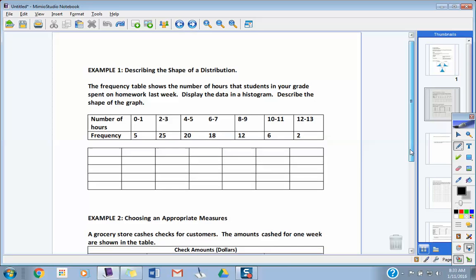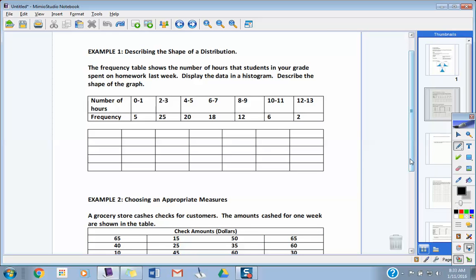Okay, so a number of hours that students spent on homework last week. All right. How many people spent between 0 and 1 hour? 5. How about between 2 and 3 hours? 25. Okay. Our job is to make a histogram of this. So what I'm going to do is this. I'm going to put the number of hours down here on the bottom. You want to do the same.